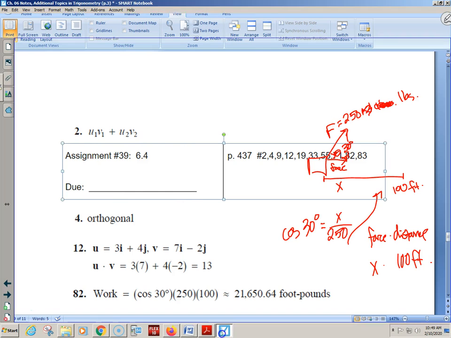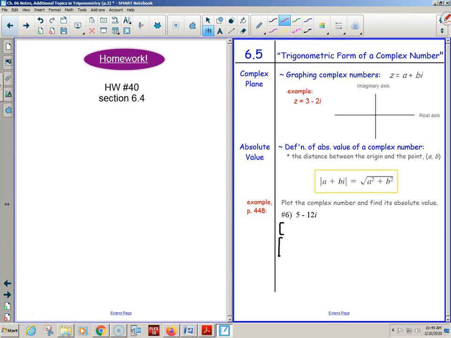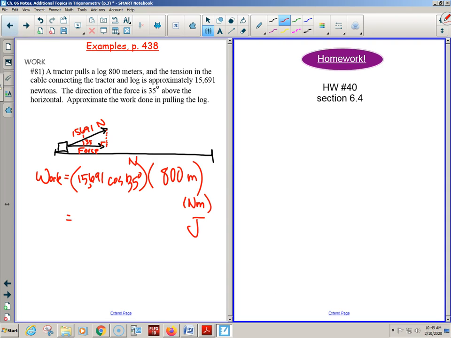So the really cool thing in thinking towards the test this Thursday, if you got overwhelmed by section 6.4 at all, do you guys realize the example in our notes was the exact same thing? It was the diagonal force being exerted, cosine of the angle times the distance.